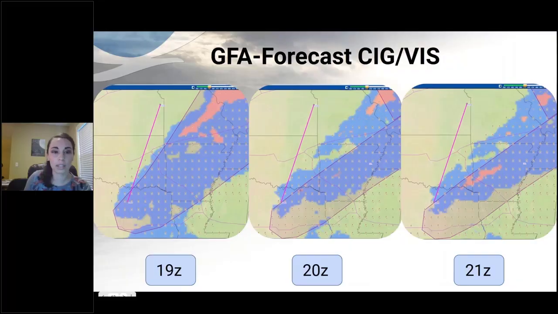So the GFA, this is the forecast for our ceiling and visibility, starting out at 19Z, and then we'll continue on from there hourly. So our flight path is on there in the pink color still. So you can see close to our arrival airport, we've got the blue, which is MVFR conditions, so marginal visual flight rules. Continuing on to 20Z, still there, but it looks like it is moving eastward. Continuing on to 21, same thing. Looks like the trend is still continuing eastward. Next slide.